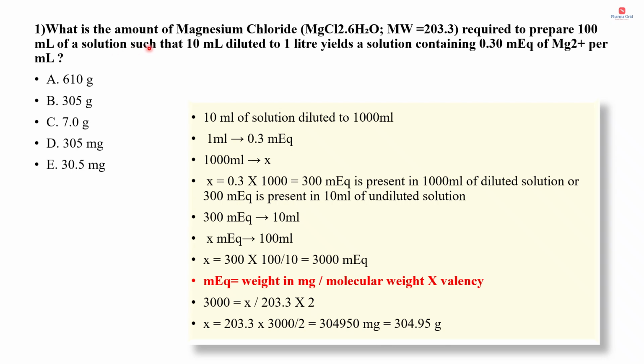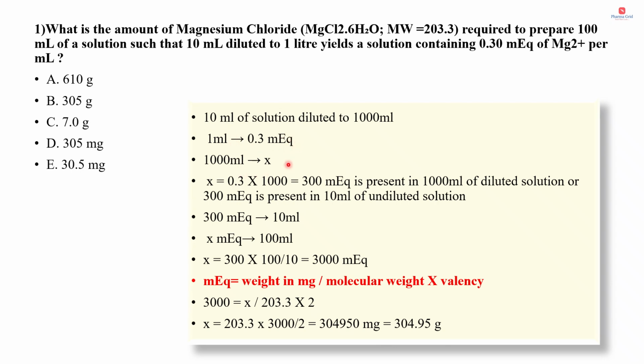Here we need to find out the amount of magnesium chloride. We need to find out the weight of magnesium chloride required to prepare 100 ml of the solution. See the clue given in this question, that is 10 ml diluted to 1 liter yields a solution containing 0.30 milliequivalent of magnesium per ml. So here they have given the number of milliequivalents present in 1 ml, that is 0.30. So 10 ml of solution is diluted to 1000 ml. Here they have given that 1 ml contains 0.3 milliequivalent.